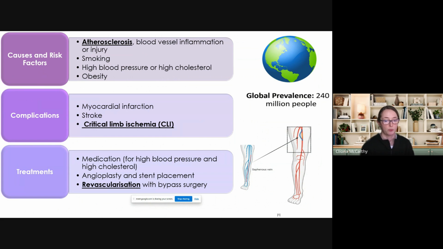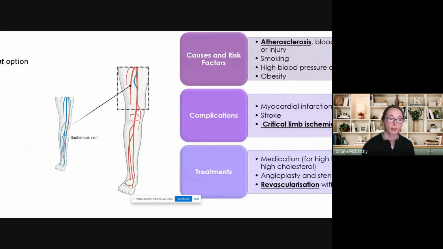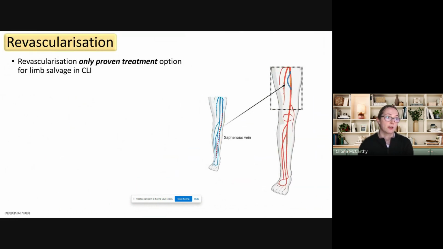So medication would be the first protocol for treating the underlying causes such as high blood pressure and high cholesterol. Then you'd have more surgical options such as angioplasty or stent placement. And then one of the last treatment methods would be revascularization with bypass surgeries in an effort to promote blood flow back to the affected limbs and prevent an amputation. So revascularization is the only proven treatment option for limb salvage in critical limb ischemia.